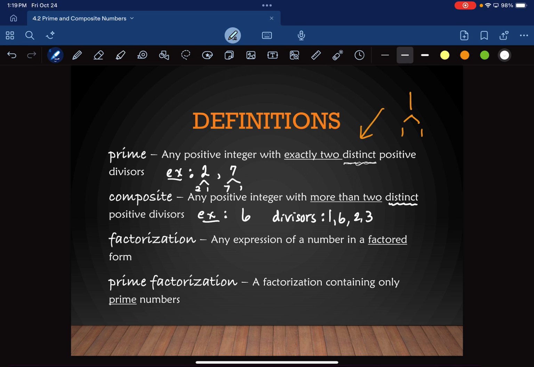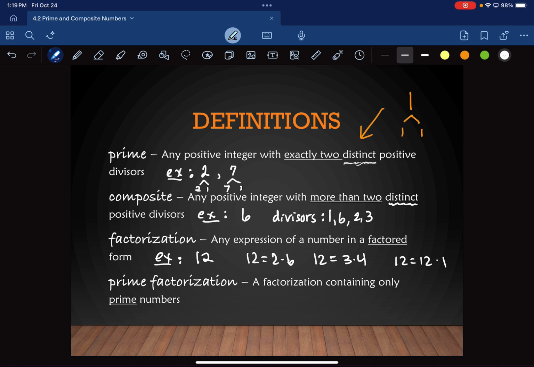Factorization is any expression of a number in factored form. Any expression. So when we talk about factorization of, let's say we have the number 12. One factorization of the number 12 would be 2 times 6. Another factorization of the number 12 would be 3 times 4. Both of those are considered factorizations. So a factorization is not a unique thing. And we could even go so far as to say that 12 is 12 times 1. So in the case of composite numbers anyway, this factorization process is not a unique process.